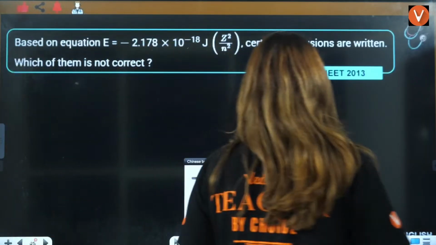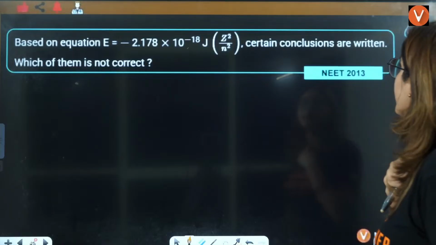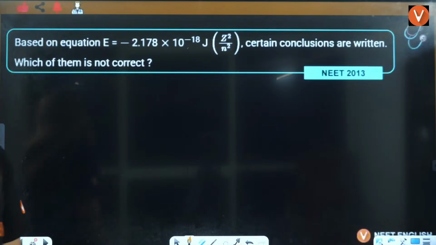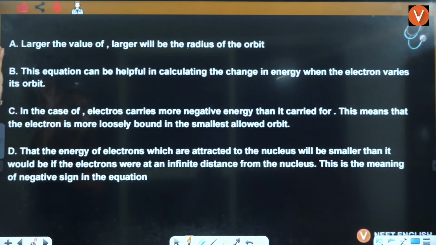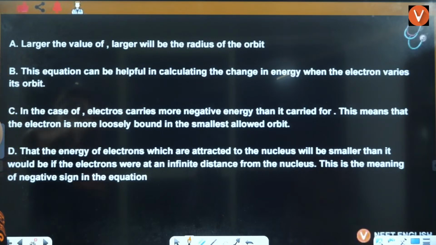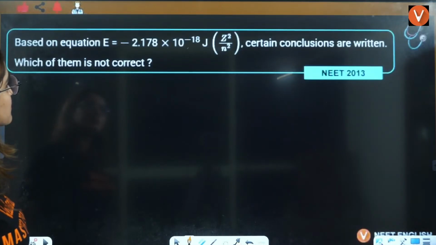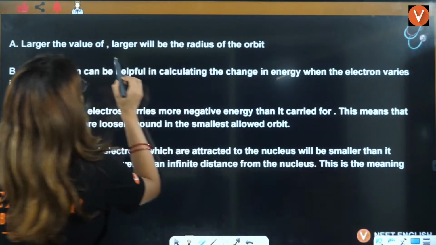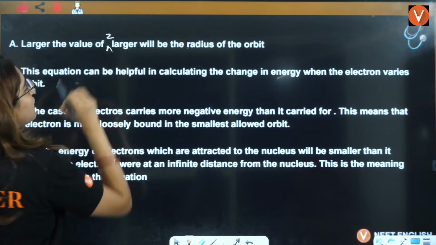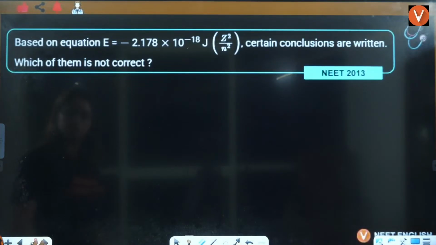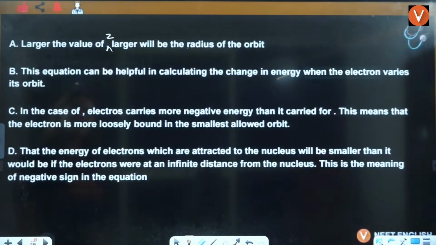Based on this equation, certain conclusions are written. Which of them is not correct? Larger the value of, larger will be the radius of orbit. Which value is larger? I think they are asking, actually here it was Z, okay? Larger the value of Z, larger will be the radius of the orbit or not, based on the equation they have given you.